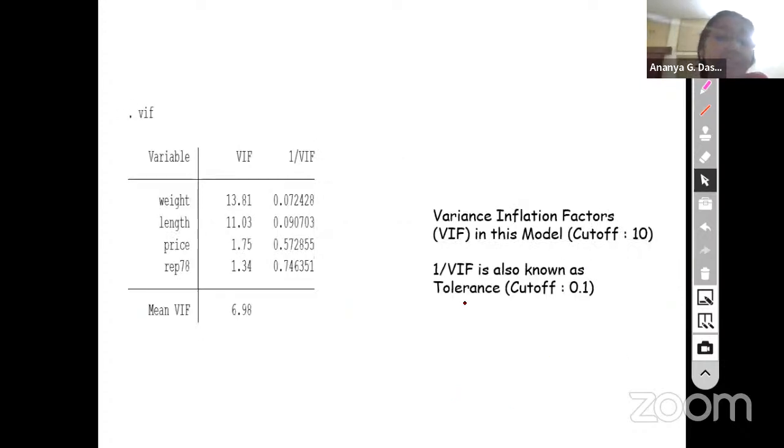Now, here I've calculated some variance inflation factors. Again, this is done using Stata. You can see that the VIFs of weight and length are higher than 10. They're 11 and 13, indicating that there is a high correlation between these two variables. So that's something to note.